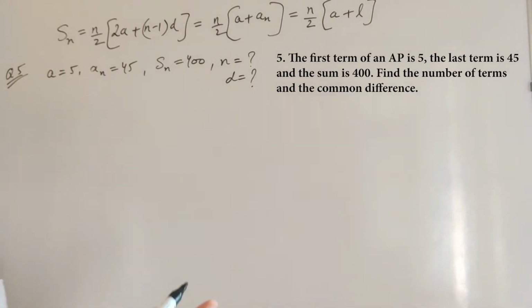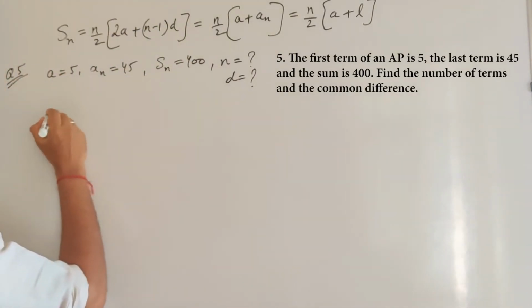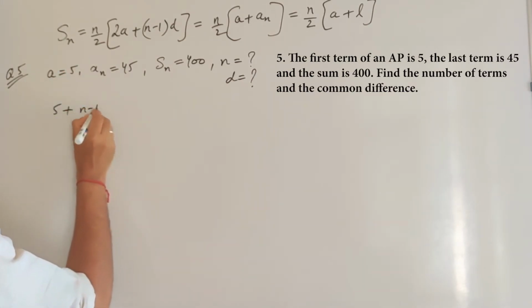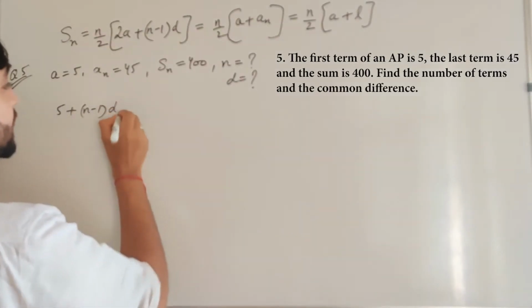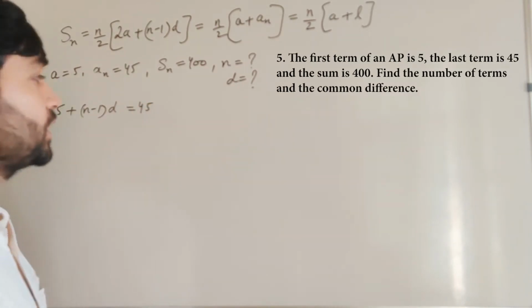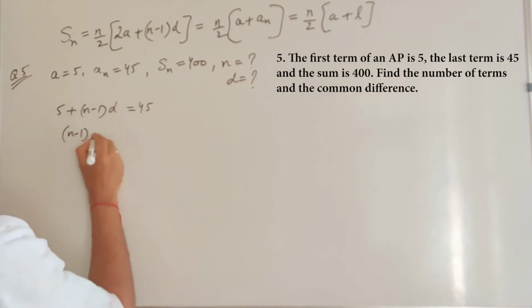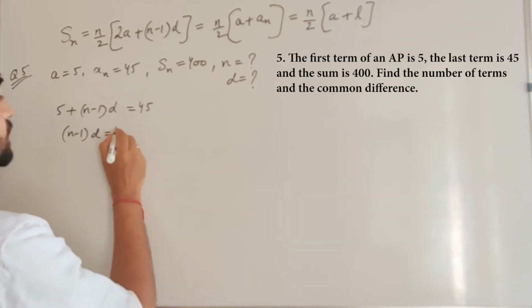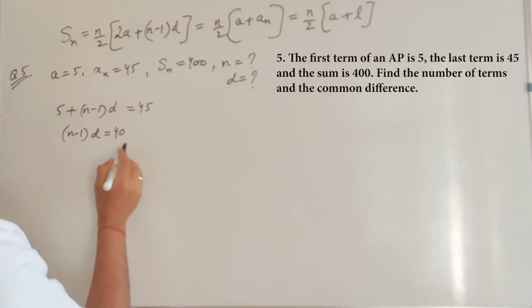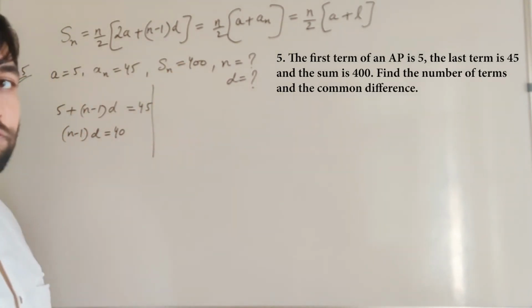For an, I'll use the nth term formula, which is a plus n minus 1 into d. When I use it, the a value is known, which is 5, plus n minus 1, the d value is unknown, so I write d as d itself, equals 45. If I simplify this, I'll get n minus 1 into d equals 45 minus 5, which is 40. It cannot be simplified much, so we'll leave this equation as it is for the time being. Now let us solve the Sn equals 400 equation.